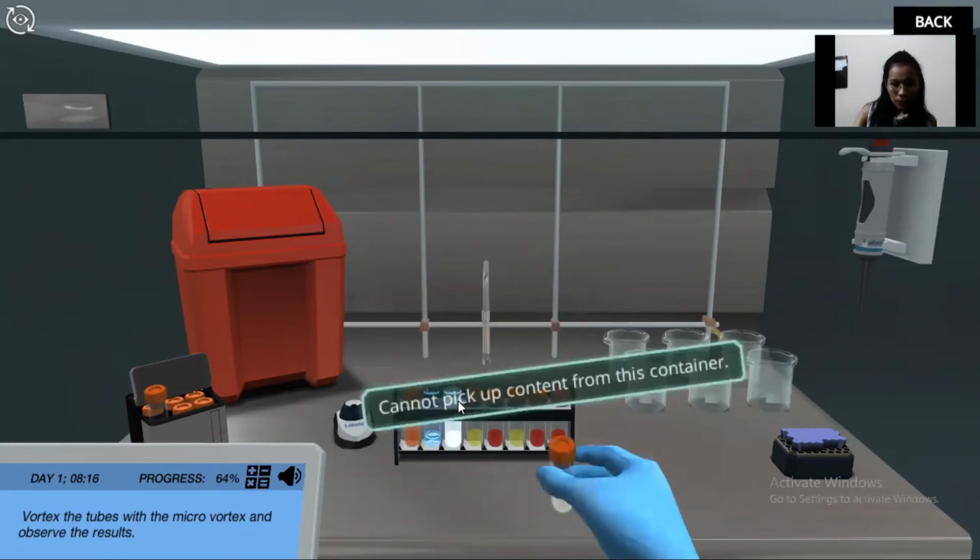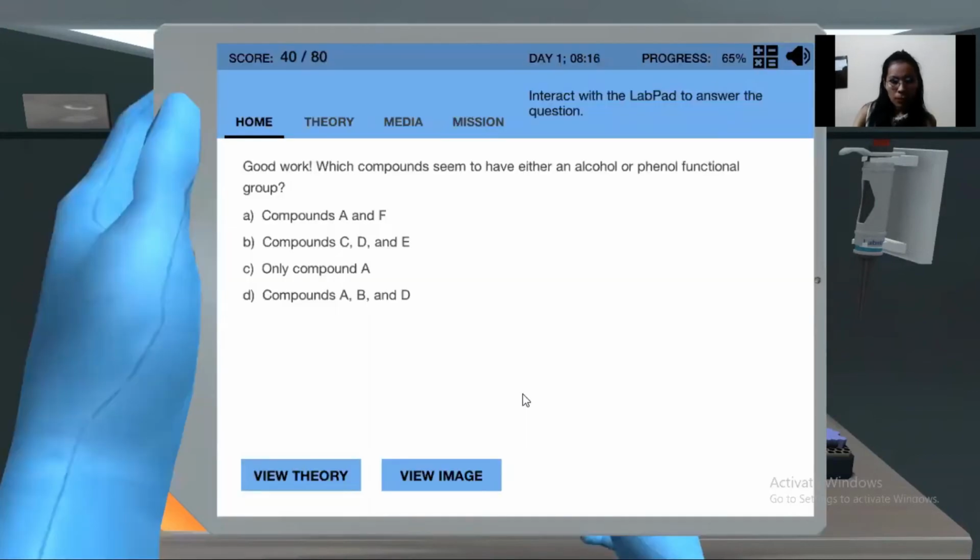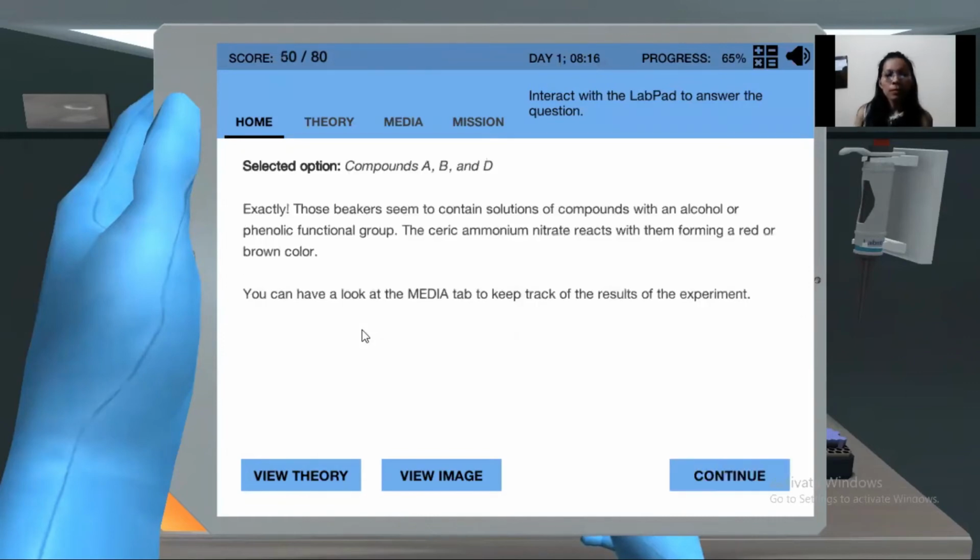Click on the lab pad for more. Good work. Which compounds seem to have either an alcohol or phenol functional group? Exactly. Those beakers seem to contain solutions of compounds with an alcohol or phenolic functional group. The ceric ammonium nitrate reacts with them, forming a red or brown color. You can have a look at the Media tab to keep track of the results of the experiment.